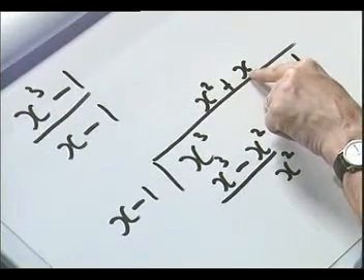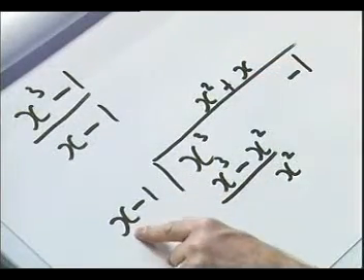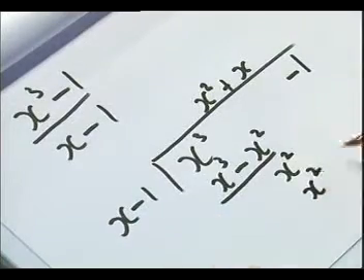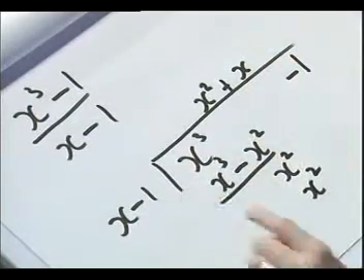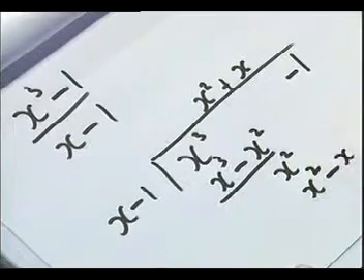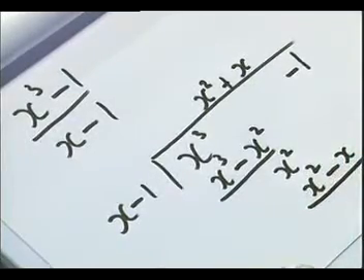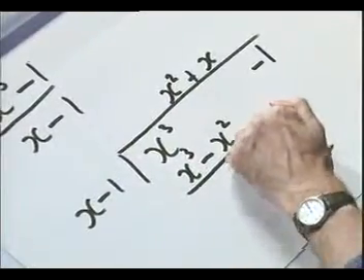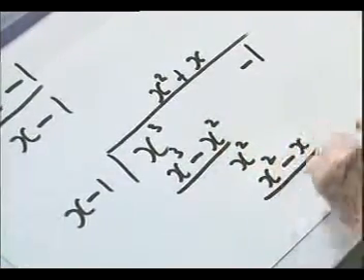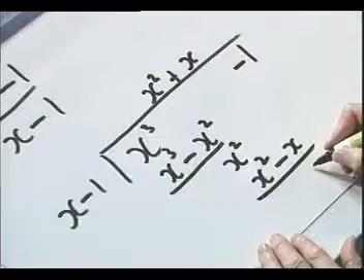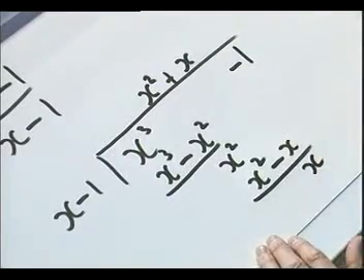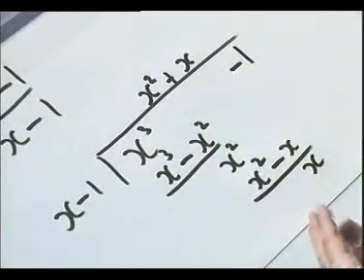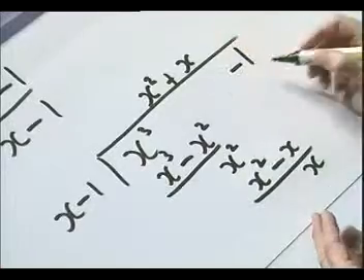Let's do the multiplication. X times x is x squared. X times minus 1 is minus x. Do the subtraction. X squared take away x squared is nothing. Nothing take away minus x, it's minus minus x. That gives us plus x. Bring down the next term. We have got a term here to bring down.